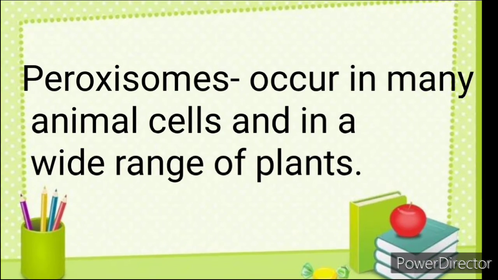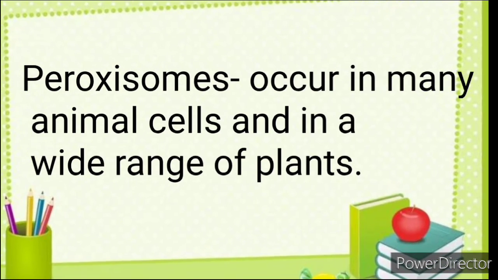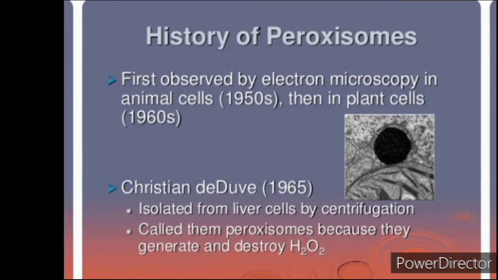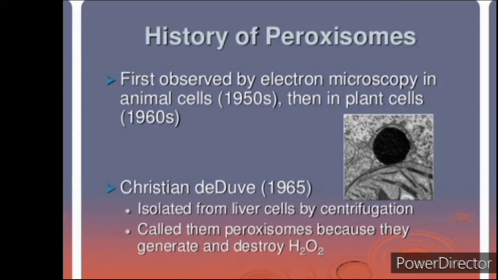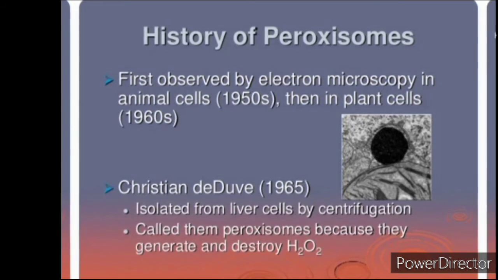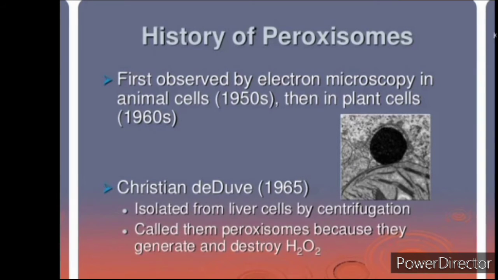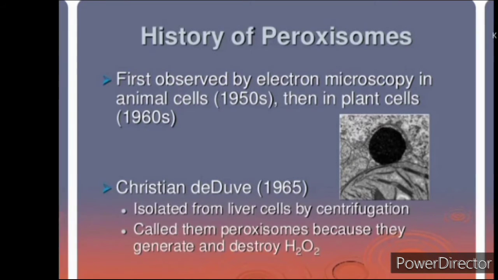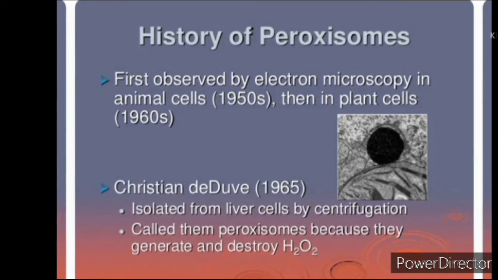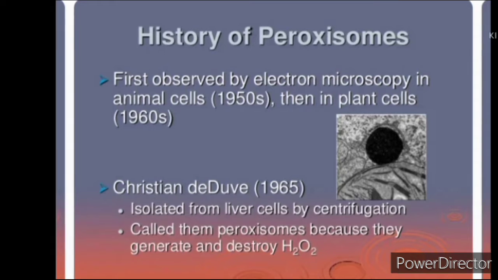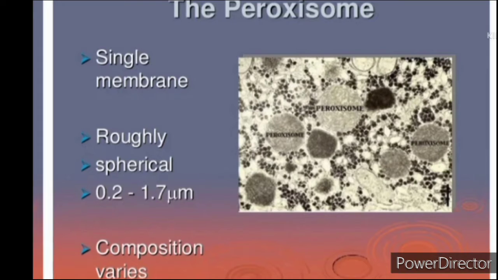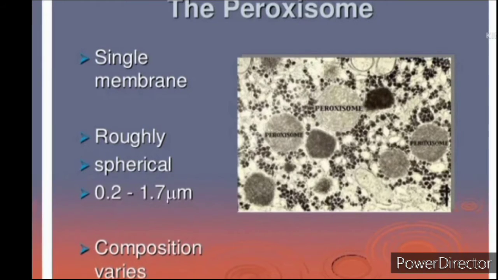Peroxisomes occur in many animal cells and in a wide range of plants. As for the history of peroxisome, they were first observed by electron microscopy in animal cells in the 1950s, then in plant cells in 1960. According to Christian de Duve, 1965, they were isolated from liver cells by centrifugation and called peroxisomes because they generate and destroy H2O2. This is the peroxisome. It has a single membrane.